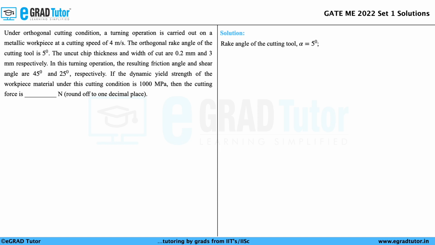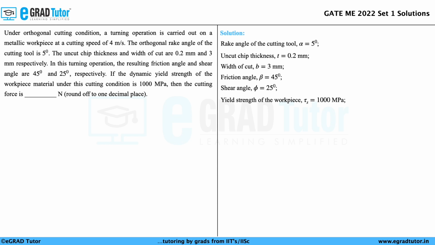From the question, it is clear that the rake angle of the cutting tool alpha is 5 degrees. The uncut chip thickness t is given as 0.2 mm. Width of the cut b is equal to 3 mm. Friction angle beta is equal to 45 degrees. Shear angle phi is given as 25 degrees. And the yield strength of the workpiece tau s is given as 1000 megapascals.